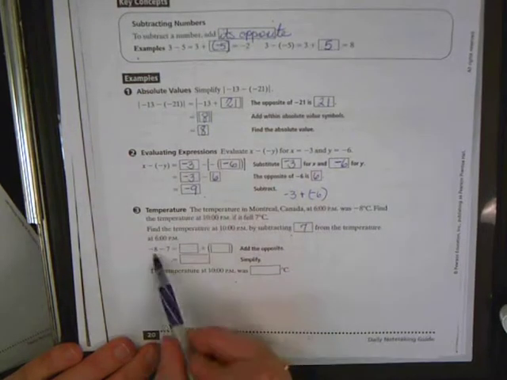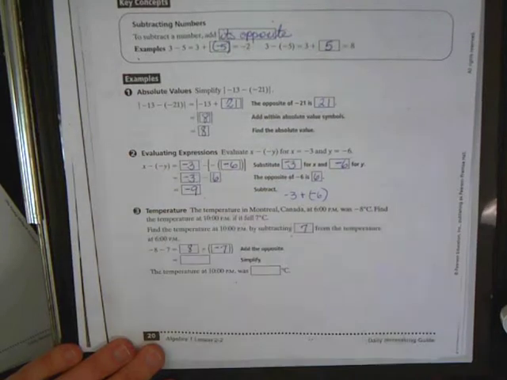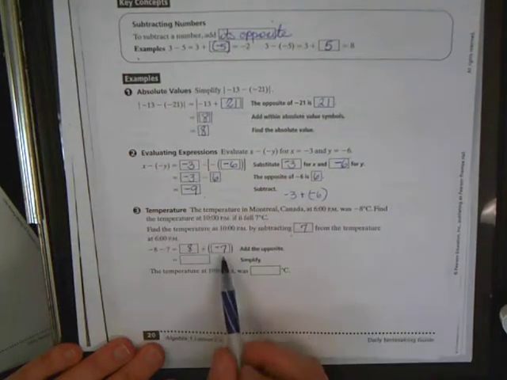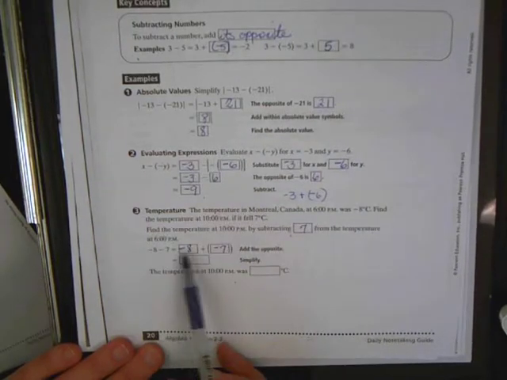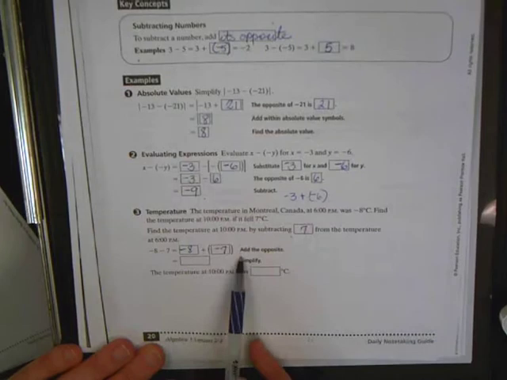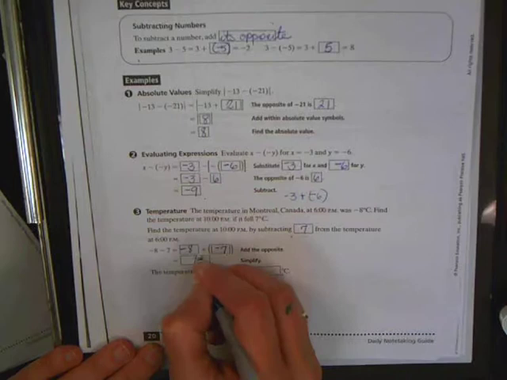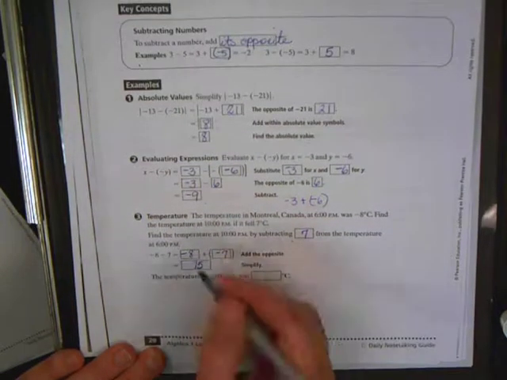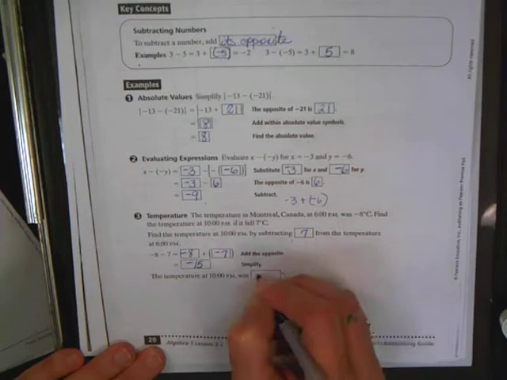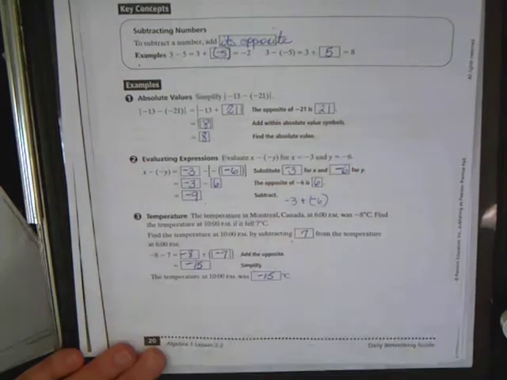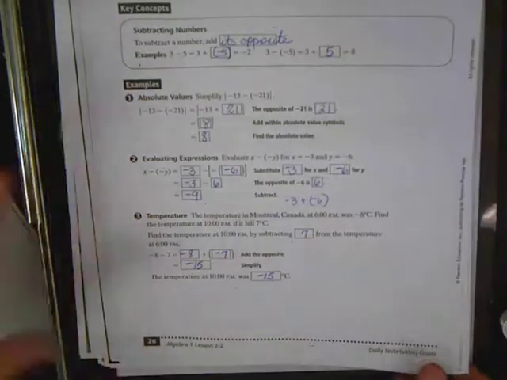So that gives me negative 8 minus 7, which becomes negative 8 plus negative 7. So I'm going to add those together. 8 and 7 is 15 by adding absolute values. Both are negative, so my answer is negative 15. So the temperature at 10 p.m. is negative 15 degrees Celsius. Okay, that would be an application of subtraction.